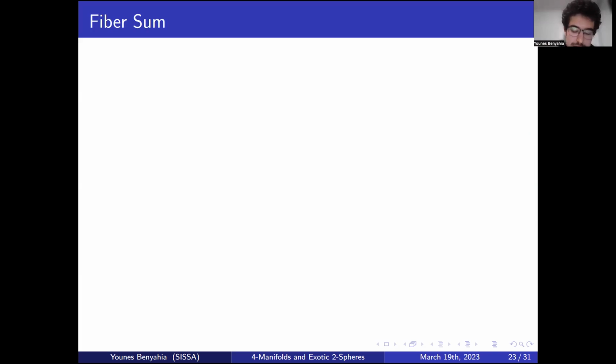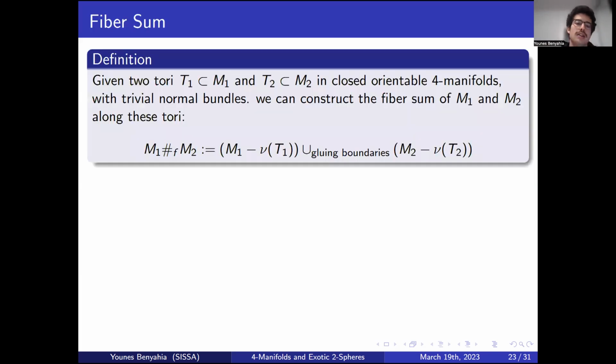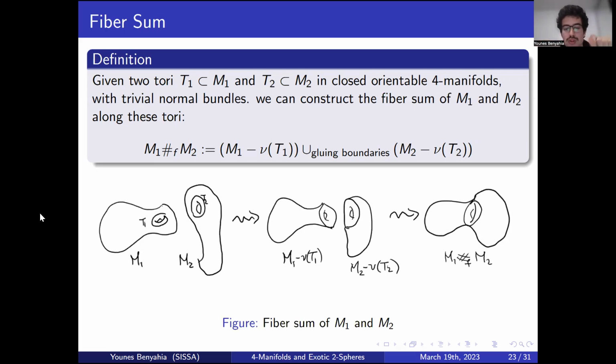Now the second operation is called the fiber sum. If you have two tori, T1 in M1 and T2 in M2, where M1 and M2 are closed oriented four-manifolds, these tori should have trivial normal bundle. So what you can do is remove these tori and glue back the boundaries. You remove them, you get the same boundary both in the complement of T1 in M1 and in that of T2 in M2, and you can glue these boundaries together.